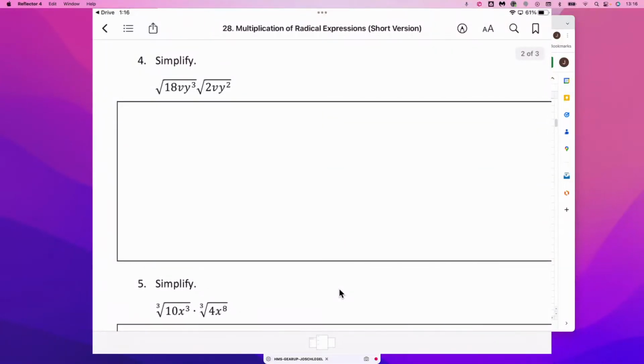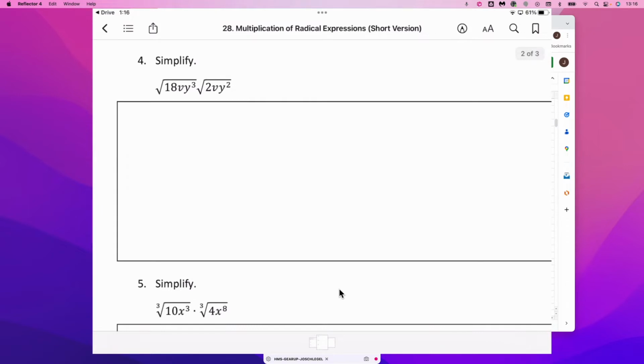Again, for number 4, these two radical things are right next to each other. Just like when we have two things next to each other in other instances, it means we're just multiplying them. So we've really got the square root of 18 vy to the power of 3 times 2 vy to the power of 2. And so it looks like I can simplify these a little bit before I multiply them.